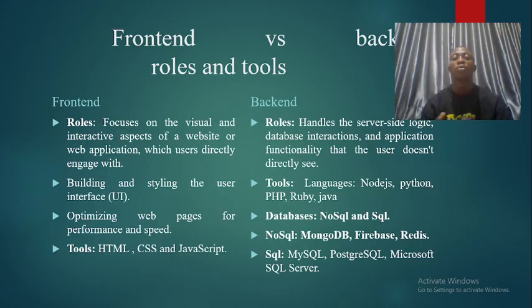They also have their own tools. They have languages like Node.js, Python, PHP, Ruby, and Java. And they have two types of databases, NoSQL and SQL. For NoSQL, we have MongoDB, Firebase, and Redis. And for SQL, we have MySQL, Postgres, and Microsoft SQL Server.